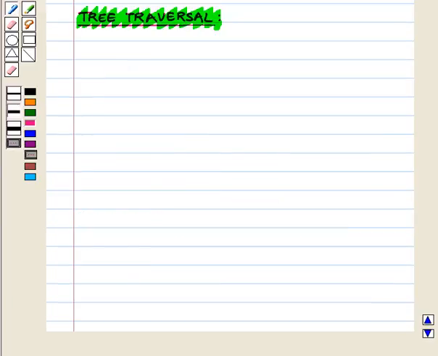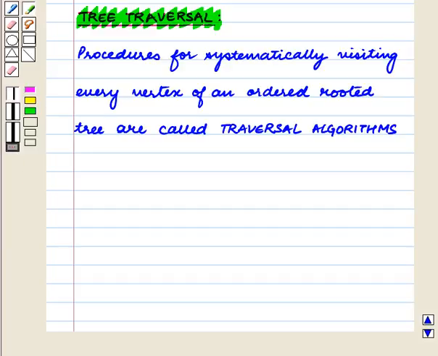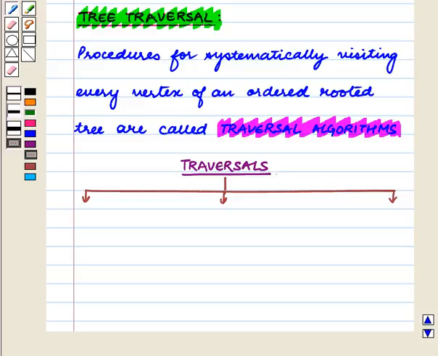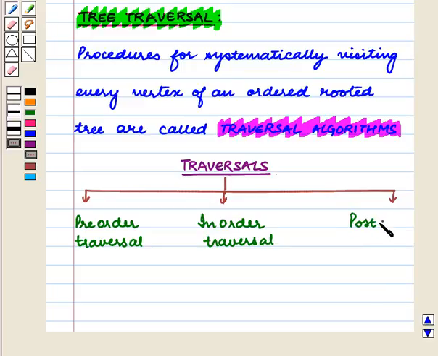Let us now discuss tree traversal. Procedures for systematically visiting every vertex of an ordered rooted tree are called traversal algorithms. The three common traversals are pre-order traversal, in-order traversal, and post-order traversal.